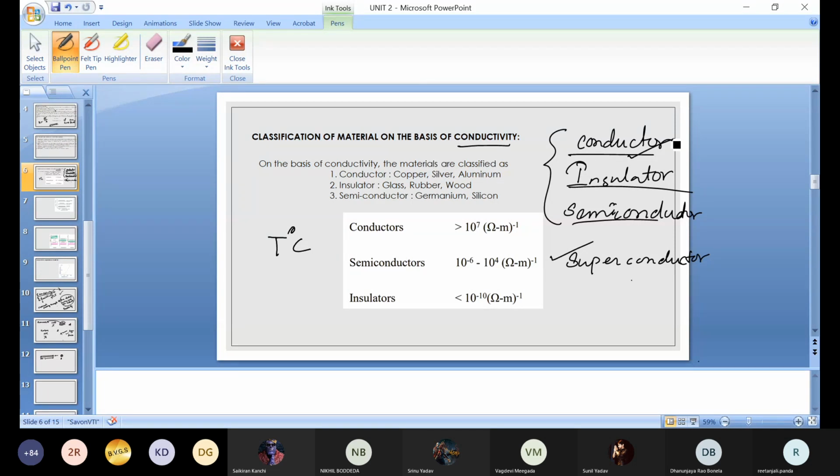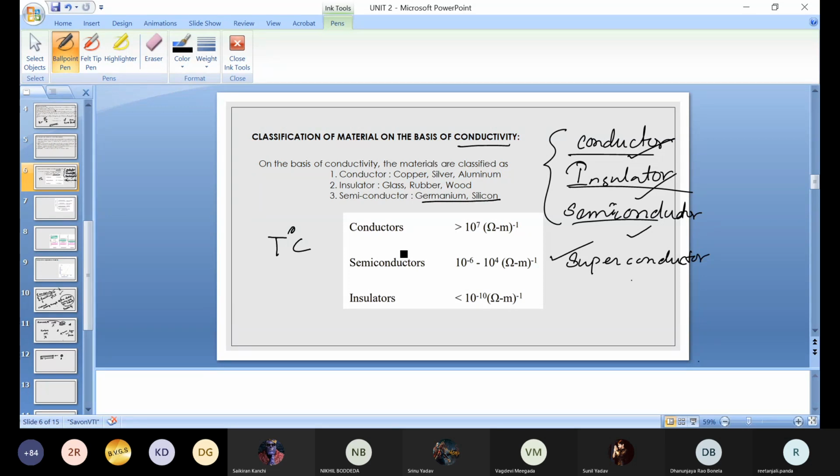The examples of conductors are silver, aluminium, copper. Examples of insulators are paper, wood, glass, rubber. Similarly, examples of semiconductors are germanium and silicon, which are naturally available semiconductors. Remember, these are naturally available. We also manufacture semiconductors, like any kind of compound which can act as a semiconductor. That is a formulated semiconductor, not naturally available.